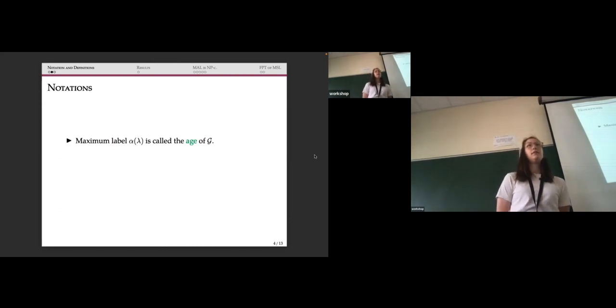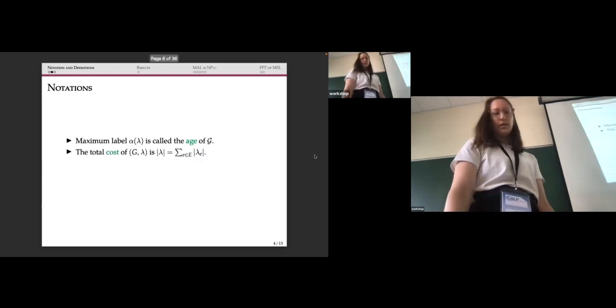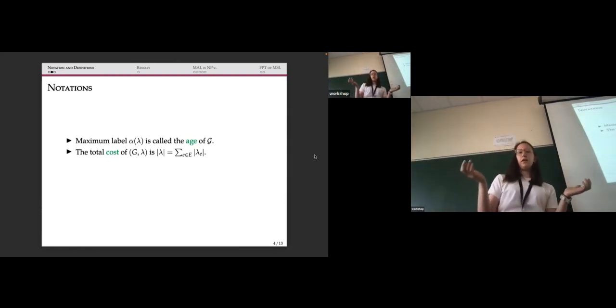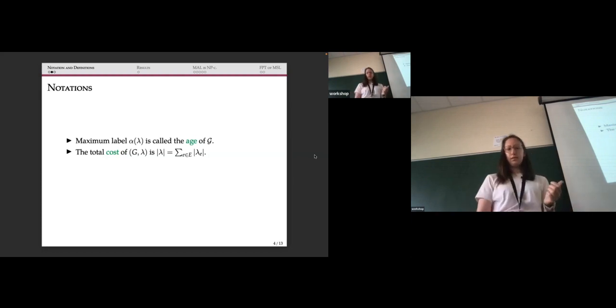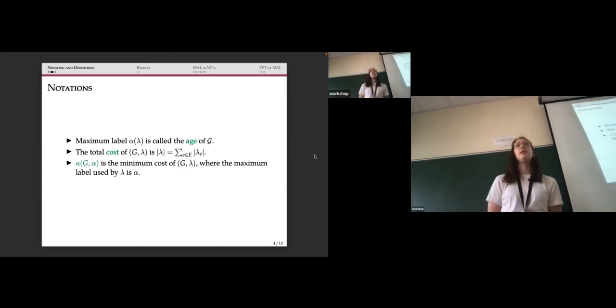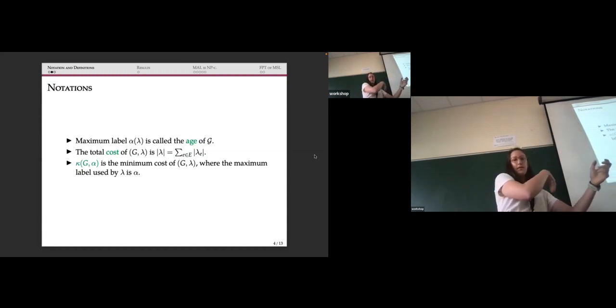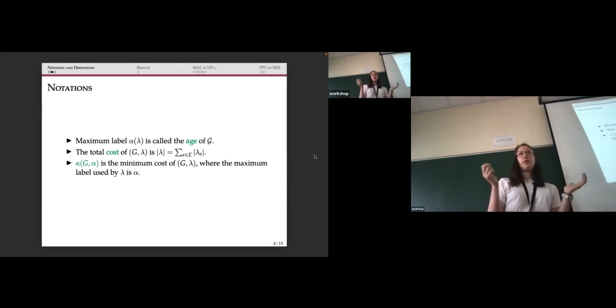The maximum label that we are using on a temporal graph, we're going to call it H, and we denote it by alpha. The total cost of a graph, if I ever talk about cost, how we are going to measure how good our results are, we just count all the labels we are using. So if I have two edges and I use one and two here and two and three here, my total cost is four, even though two was used on both of them and I have only two edges. On each edge, count everything that you put on. That's going to be the cost. And with this kappa of G and alpha, we are going to denote the minimum cost of a temporal graph (G, lambda), where lambda is a specific labeling. So kappa of G and alpha is the cost of this graph where the maximum label we are allowed to use is alpha. So the age of our graph is going to be at most alpha.